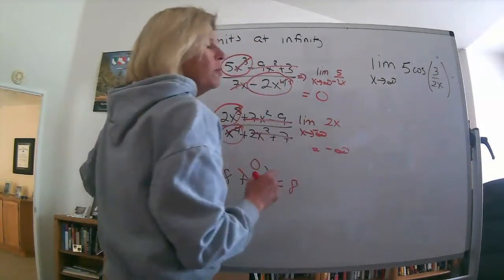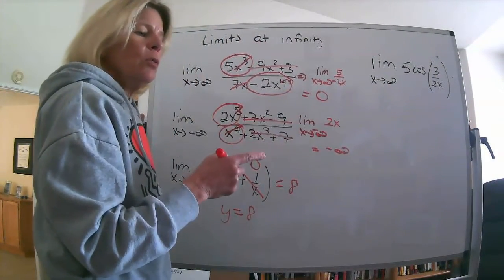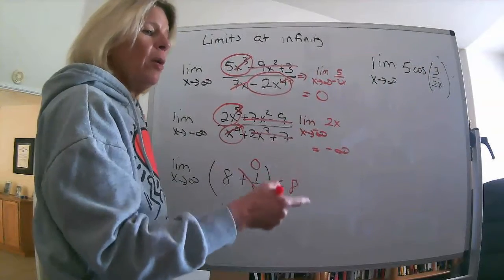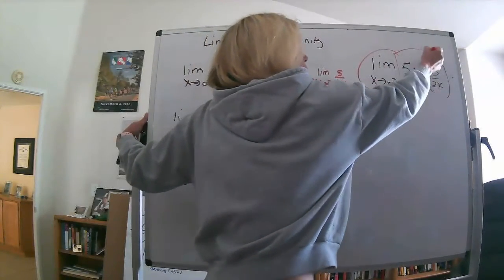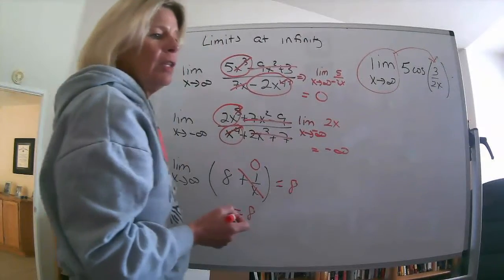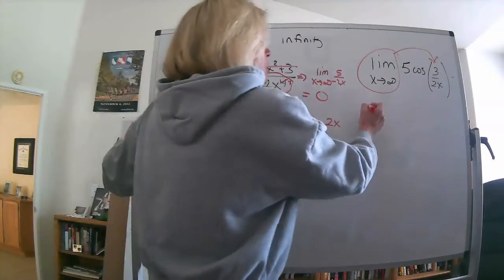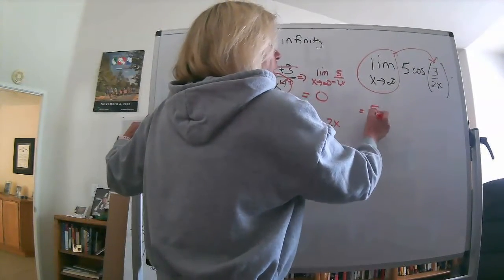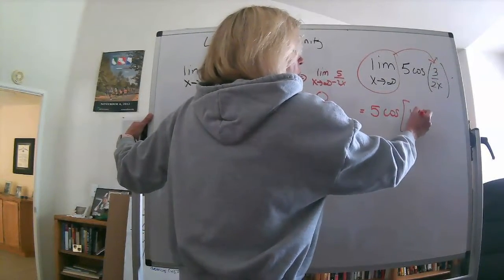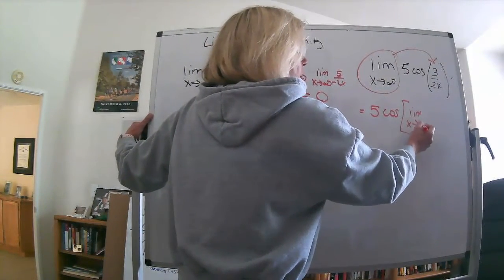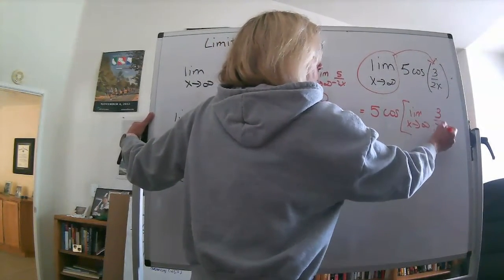In this problem, we're going to go back to what we do with the limit of a composition of a function, which, recall, we move the limit inside. So this really is 5 cosine the limit as x approaches infinity of 3 over 2x.